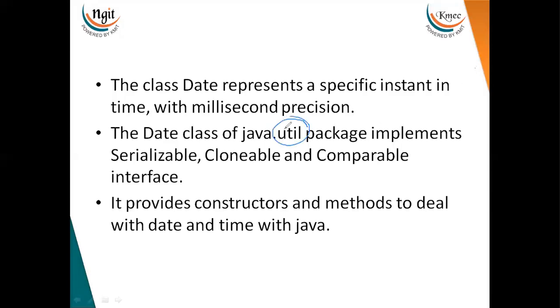This date class is also available in the util package, and it implements different interfaces like serializable, cloneable, and comparable. These are the three interfaces which are implemented by this date class, right? It also provides different constructors, and these constructors will have different syntax. So here you have the default constructor and the constructor with parameters. Now I'm going to write all these constructors which are there in this date class.